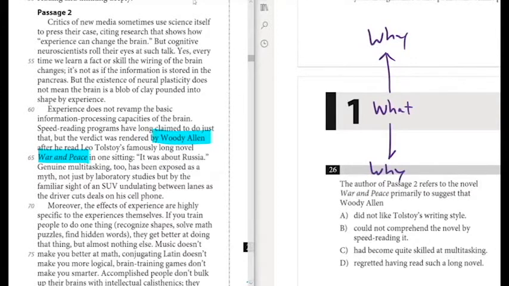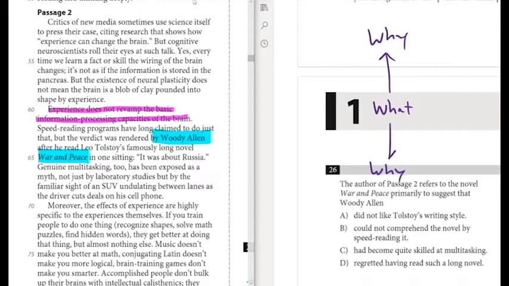Before, we see the main idea of the paragraph. Experience does not revamp the basic information processing capacities of the brain. So here's the idea that the brain is not changeable. And so the Woody Allen example should be given to us as an example that the brain actually isn't changeable. So Woody Allen read Leo Tolstoy's famous novel and said it was about Russia. So in other words, Woody Allen didn't learn anything. He just knew it was about Russia.